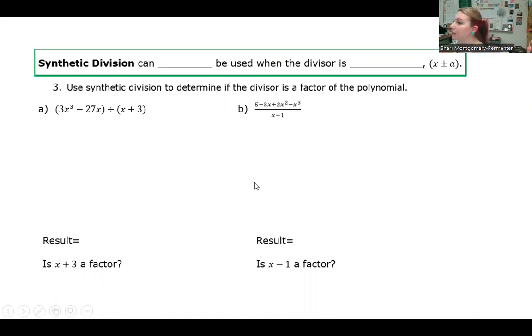Our notes are on the back of the notes that we took last class. So on the front, it was day 1. On the back, it's day 2. If you don't have them or you lost them, please come get one. Don't just sit here all class and not take notes.